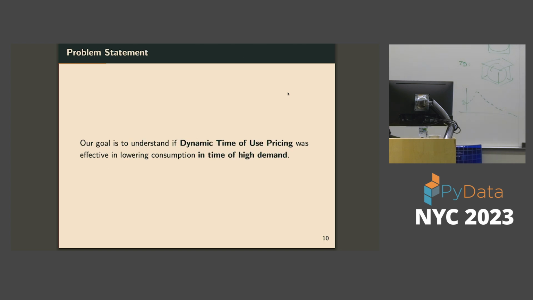Okay, so let's create our problem statement and make that more specific. Given the goal of demand response, we want to lower consumption in those times of high demand, right? And so the effect that we want to analyze is whether this pricing model is going to shed demand in those specific times. So it is not in aggregate that we want to lower consumption, it is in times of high demand that we want to lower consumption.